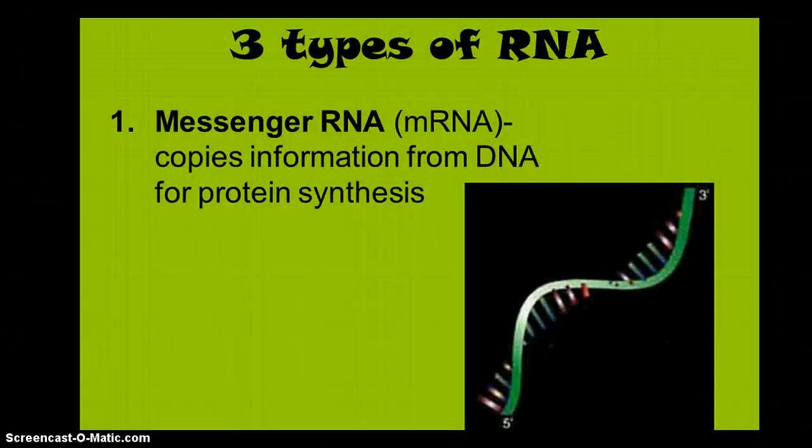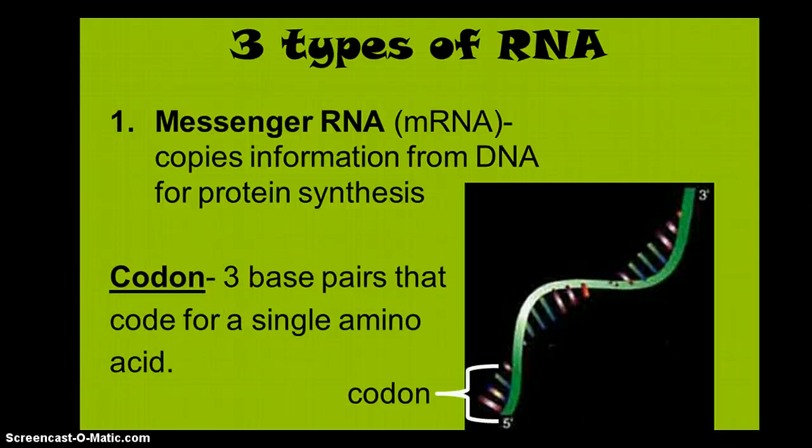Okay, so there are three types of RNA. There's messenger RNA, which is mRNA, and it copies information from DNA for protein synthesis. We find what is called a codon on the RNA, and this is three base pairs that code for a single amino acid. And before we move on, you guys should have before picked up on the fact that amino acids build proteins.